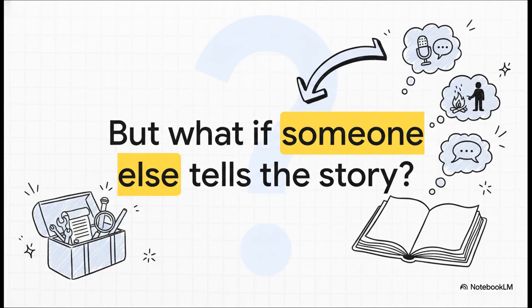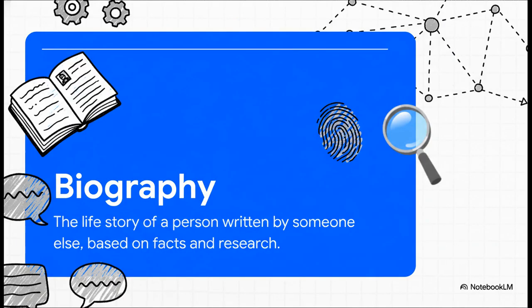It's a simple question, right? But it leads us to a completely different tool in our kit. The biography. So if an autobiography is a self-portrait, a biography is a portrait painted by somebody else. The writer becomes a detective, piecing together a life from old letters, interviews, and historical records. The goal here is objectivity, to tell a factual story from an external third-person point of view.